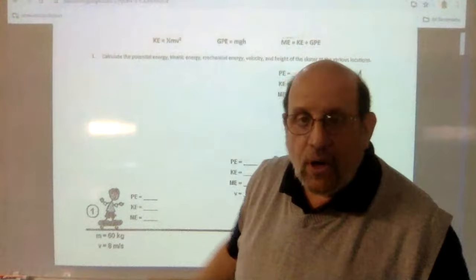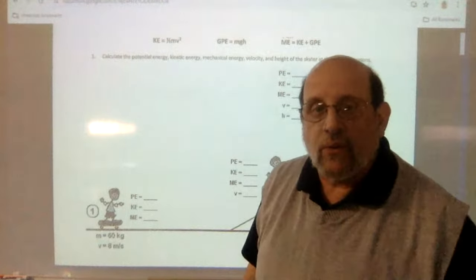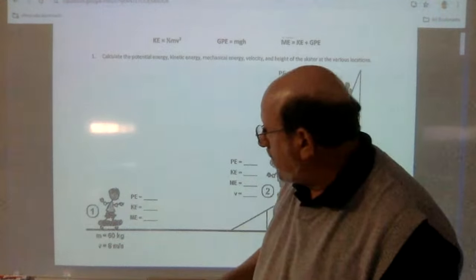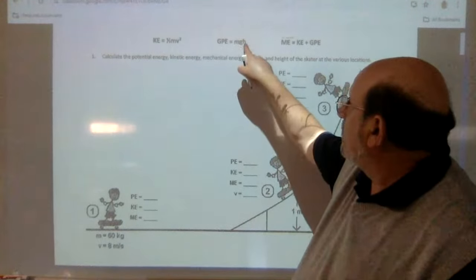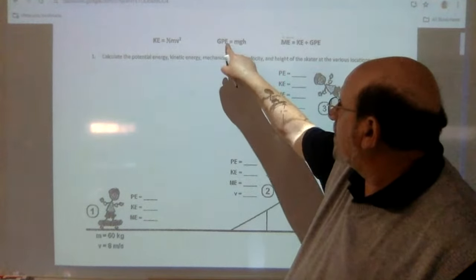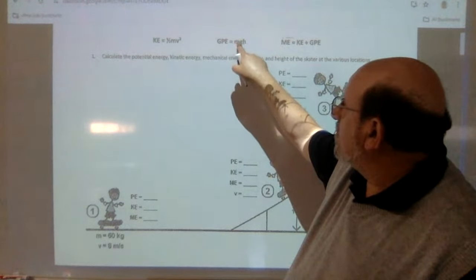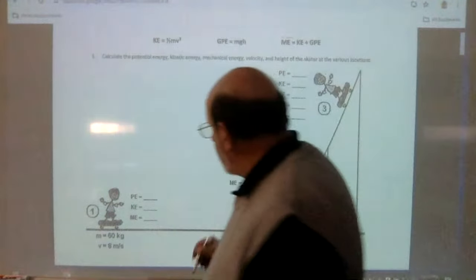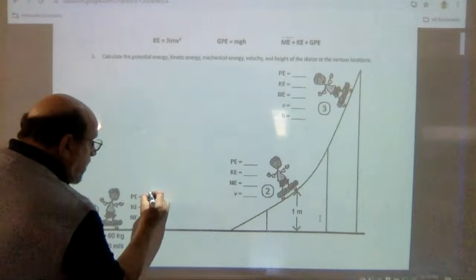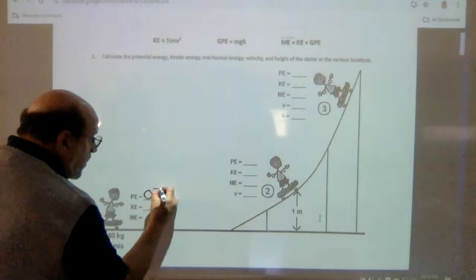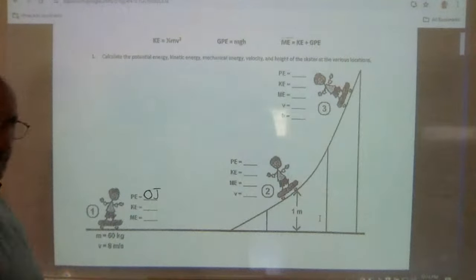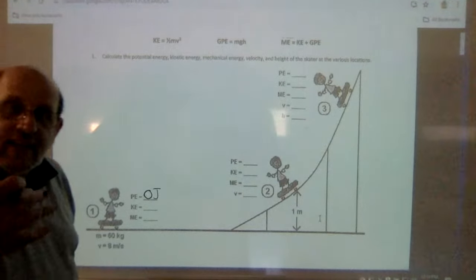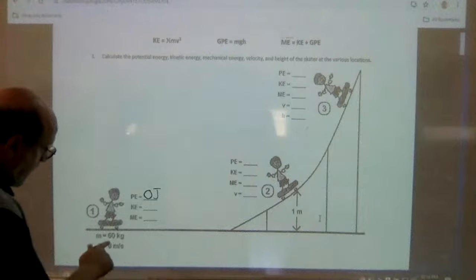Now, this guy over here, number one, is all the way down on the ground. He's not up in the air. He's not up high on the ramp at any point. So if his height is 0, then when we try and figure out potential energy, it doesn't matter what the mass or gravity is. That height being 0 makes the whole thing 0. So there's no potential energy, no joules of potential energy. So what do we have to figure out? Well, we have to figure out how much kinetic energy is in that system.